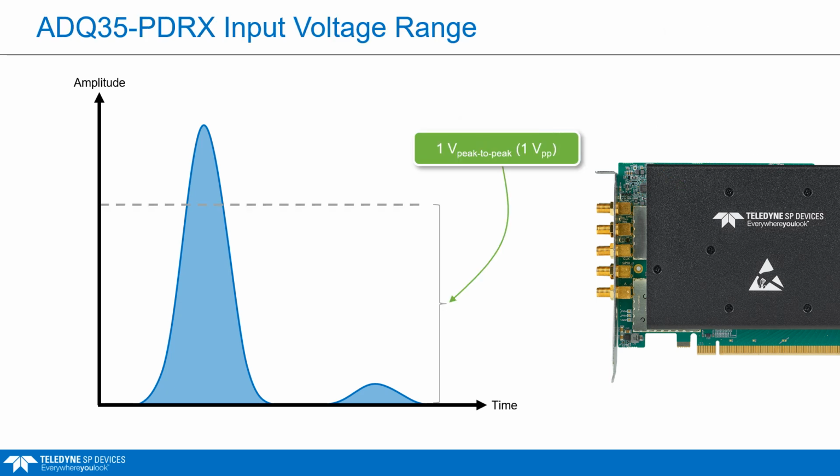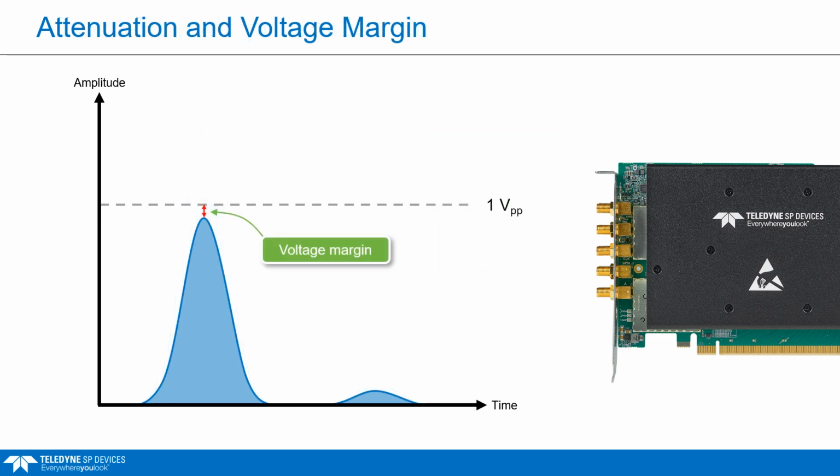For ADQ35 PDRX, the input voltage range is 1 volt peak to peak, or 1 VPP, and depending on the amplitude of the strong pulse, the user may either need to amplify or attenuate the signal before feeding it to the digitizer. In this example, since the strong pulse has higher amplitude than the digitizer's input range, it will need to be attenuated so that it becomes close to full scale. During amplification or attenuation, it is common to leave some voltage margin in order not to saturate the digitizer in case of over or undershoot.